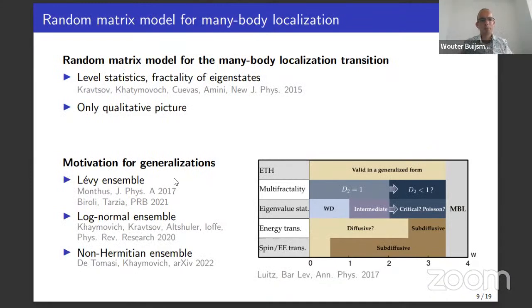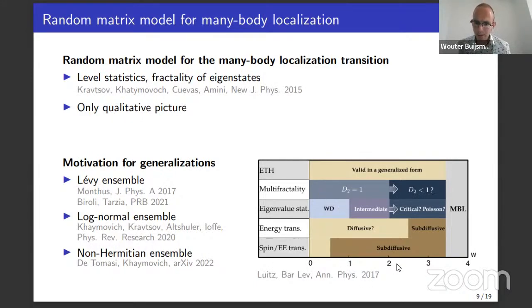Okay, and the motivation for these people to study the random matrix ensemble was essentially that they observed numerically that it can serve as a random matrix model for the many-body localization transition. Indeed, here you see a phase diagram which was obtained numerically in 2017. This is from a review article, so most things were known already a bit earlier.